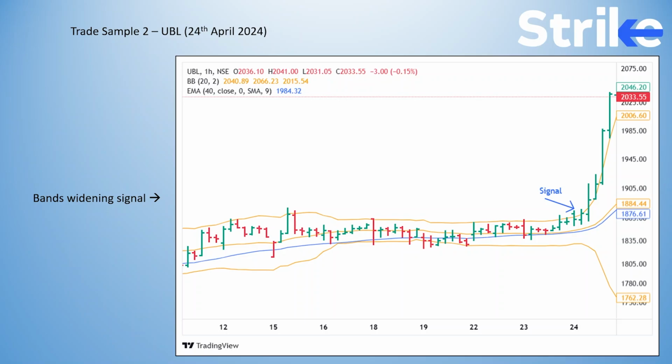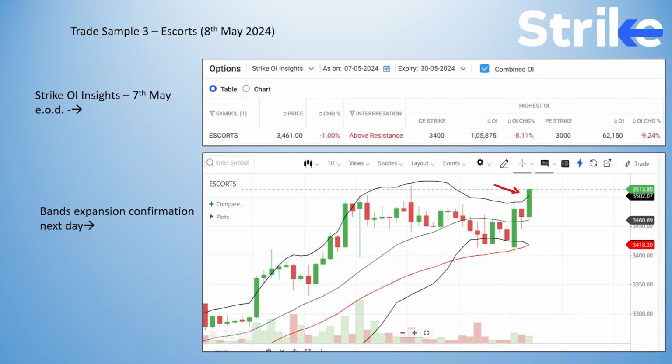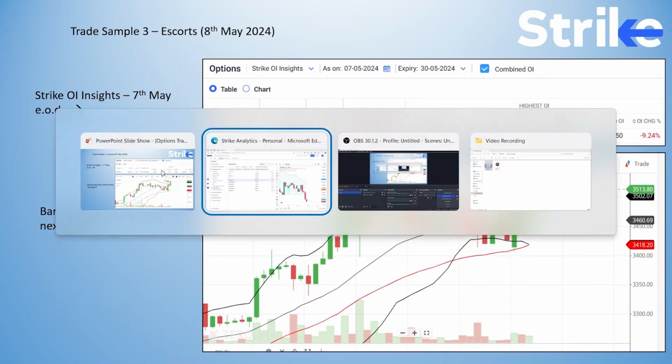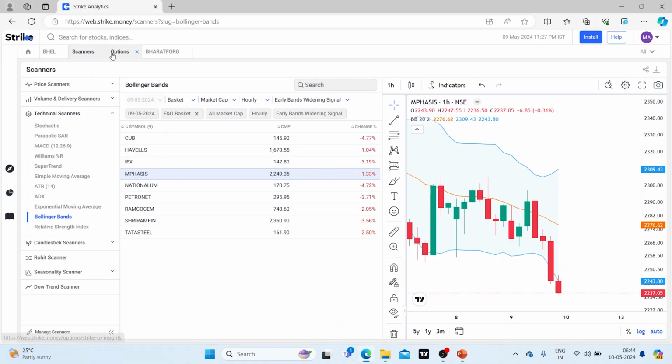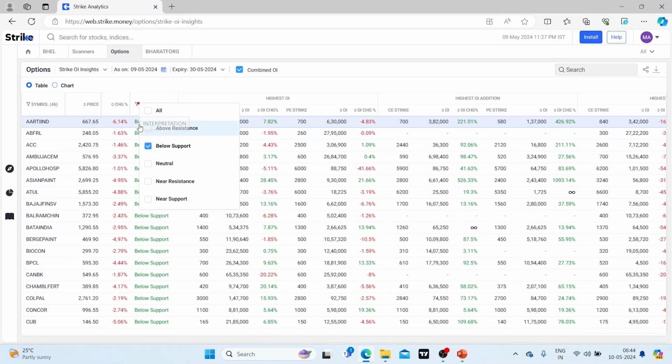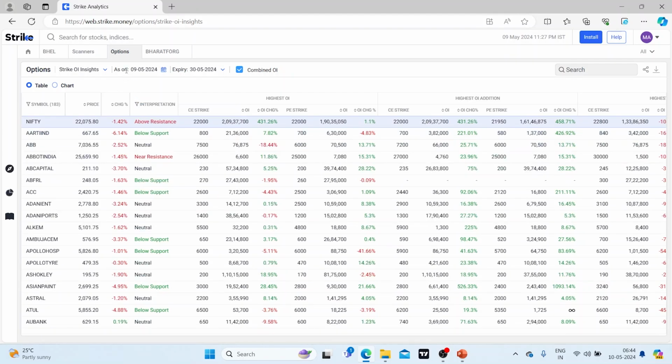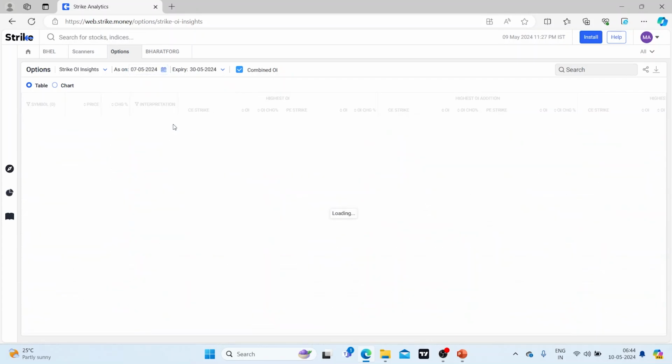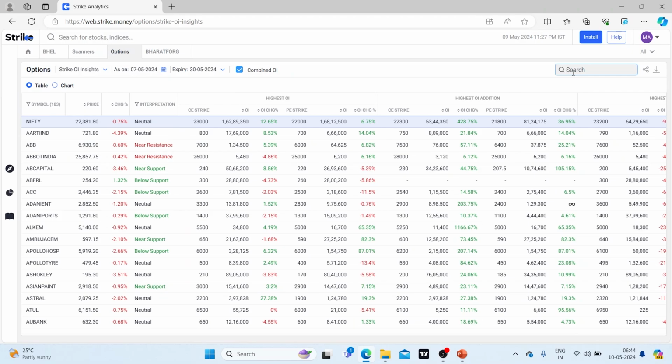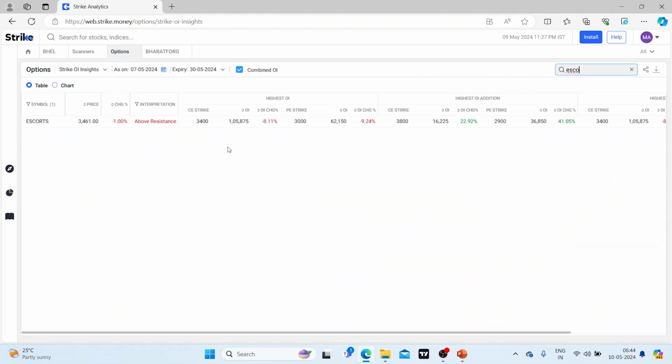Now, let us see how we actually trade with a live trade which we took on the 8th of May. So we took an Escorts trade. If you see on 7th May, I'll show you live on this Strike platform. This is 7th May end of day data. If you see, Escorts is above resistance, 3461 is above resistance, with an 8% dip in open interest of the call.